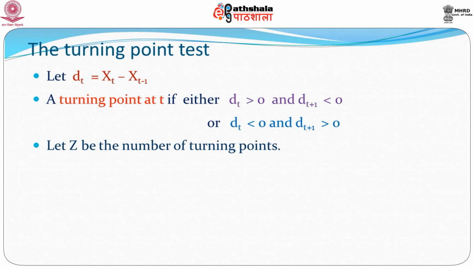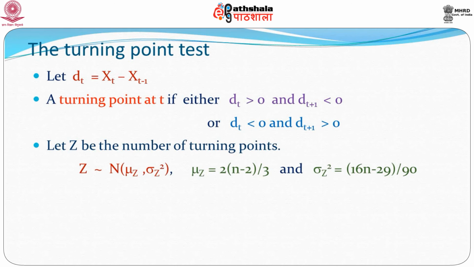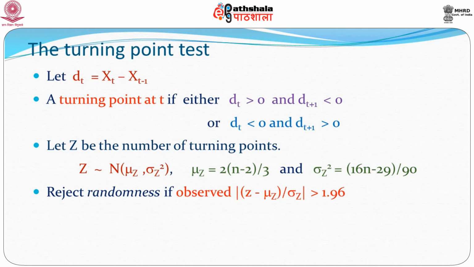So, let Z be the number of turning points, and it can be shown that Z follows a normal distribution with mean 2(n minus 2) by 3 and variance (16n minus 29) by 90. And we reject randomness if the modulus of (Z minus mu_Z) by sigma_Z exceeds the tau value of 1.96.